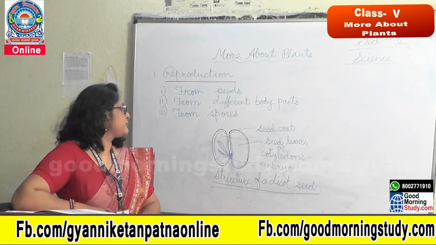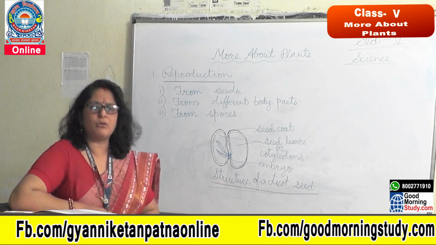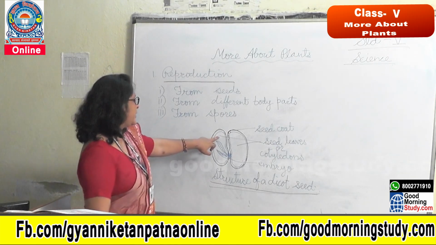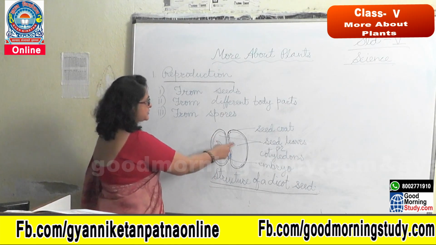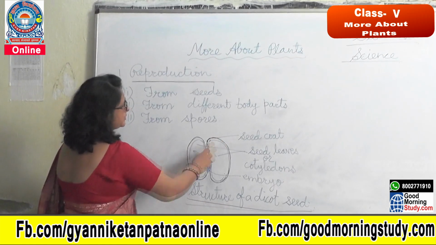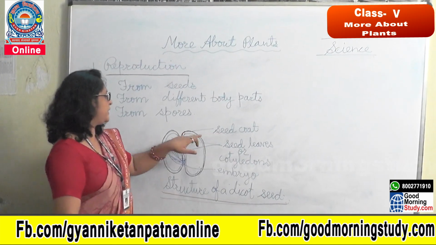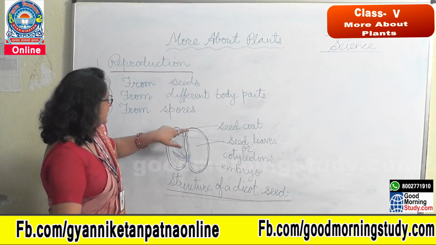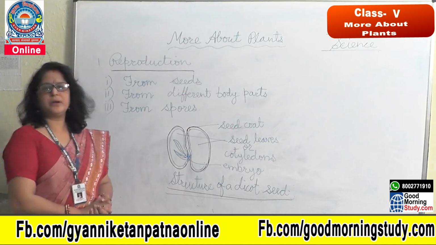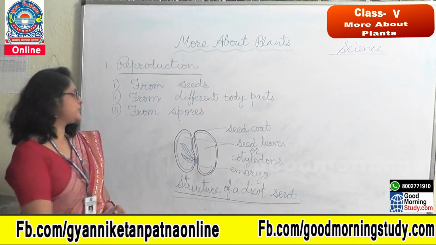For this process, first of all, we should know about the structure of a seed. See here, I have already drawn a diagram. This is the structure of a seed. You can see this red colored part. This is the uppermost part of the seed. This red colored part is called the seed coat, and this seed coat protects the baby plant which is present inside the seed.